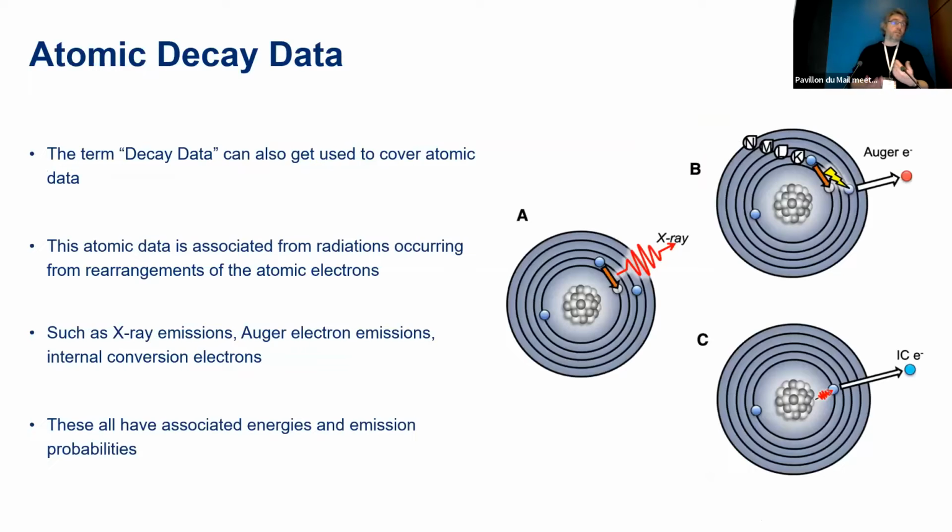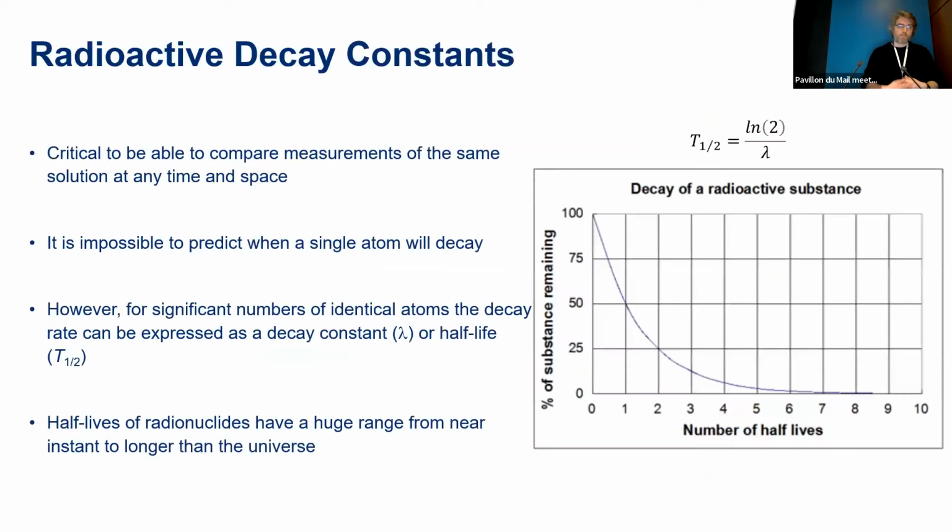Then we come on to atomic decay data. The decay data term also covers this. This is the data associated with radiations occurring from rearrangements of the atomic electrons, such as X-ray emissions, Auger electron emissions and internal conversion electrons. And these also have associated energies and emission probabilities, again, which are measurable quantities.